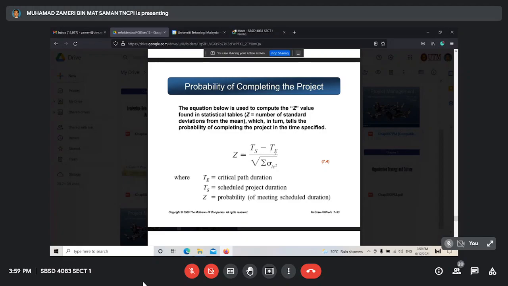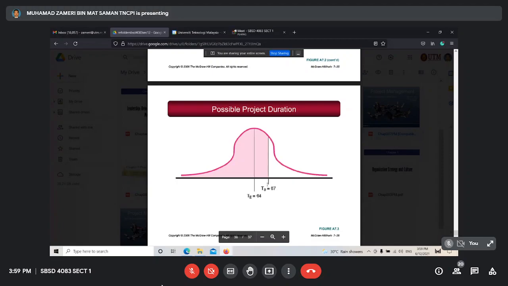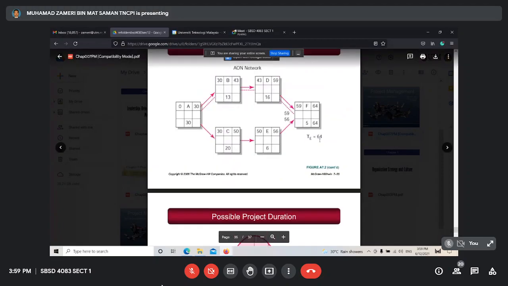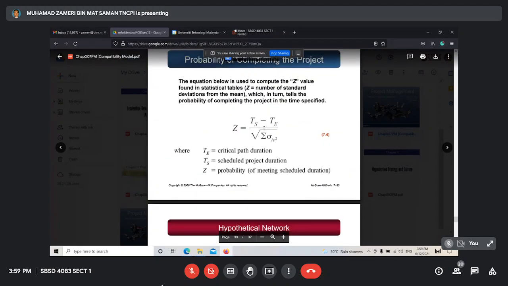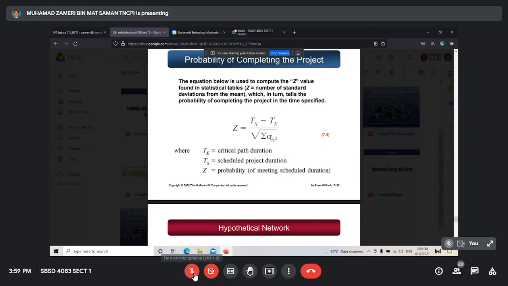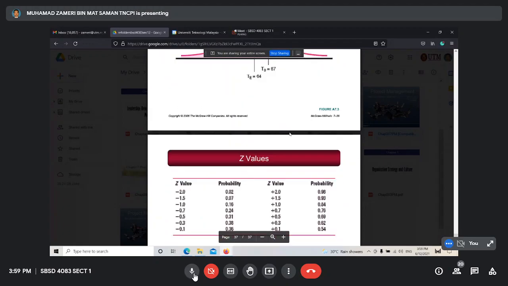You get it? Square root here. Okay. And then TS minus TE. TS 67 minus TE 64. That means 3. 3 divided by the square root of the standard deviation just now. Can you calculate for me, please? What do you get?